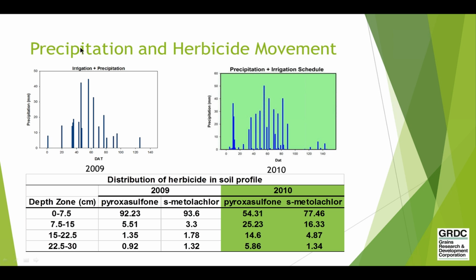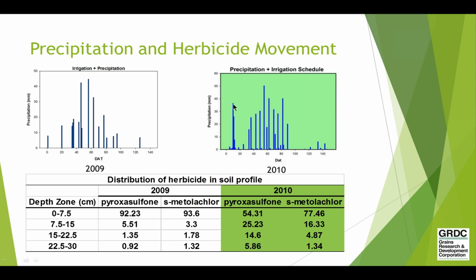This is an example of the relationship between precipitation and herbicide movement. What we have here are 2 different years. Again, this was field work. In 2009 and 2010, we were comparing the movement of pyroxasulfone and s-metolachlor, and these were fairly light sandy loam soils. And in 2009, you can see that we had very sporadic irrigation, even though these were irrigated, and there wasn't a lot of irrigation, as opposed to 2010, where particularly this point here, right after application, we had a tremendous rainfall event.